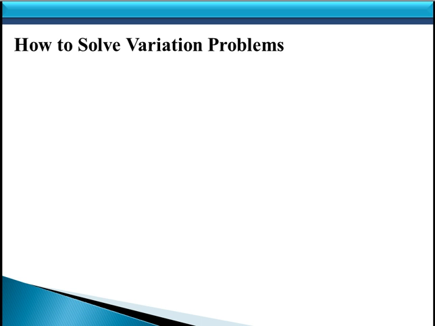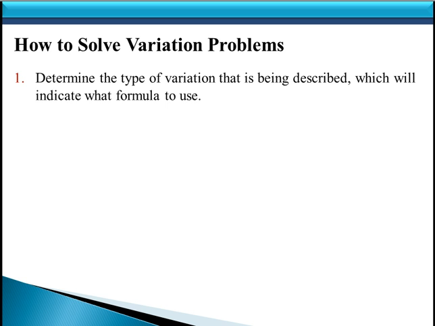So how do we solve variation problems? Here are the steps that we're going to be following. The first thing we need to do is determine the type of variation that's being described, and this will indicate what formula you're going to be using.